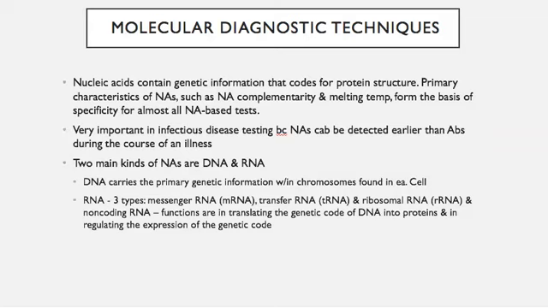The 2 main kinds of nucleic acids are DNA and RNA. So DNA carries the primary genetic information within the chromosomes found in each cell. With RNA, there are 3 different types. You've got messenger RNA, transfer RNA, and ribosomal RNA, and then you've got non-coding RNA. The functions of these are in translating the genetic code of DNA into proteins and then in regulating the expression of that genetic code.